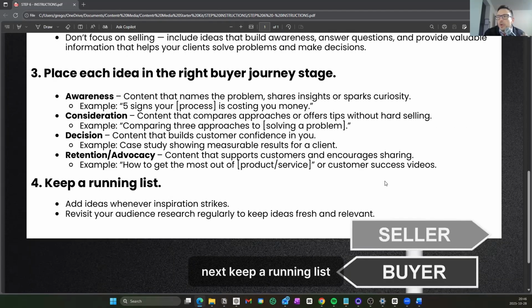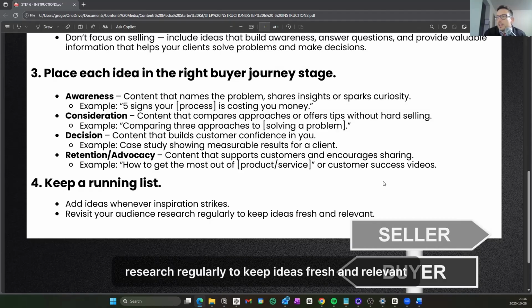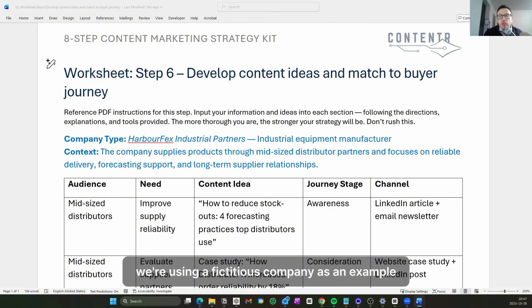Next, keep a running list. Add ideas whenever inspiration strikes. Revisit your audience research regularly to keep ideas fresh and relevant. Okay, for this worksheet again, we're using a fictitious company as an example. We're revisiting HarborFlex Industrial Partners, which is an industrial equipment manufacturer. And here is their list of content ideas matched with their buyer journey.